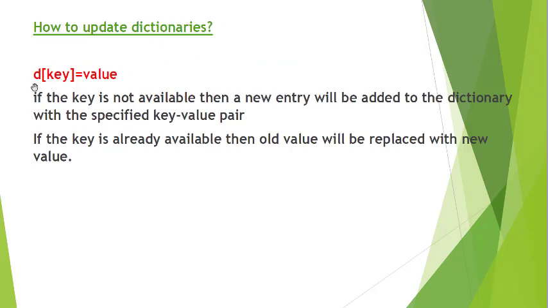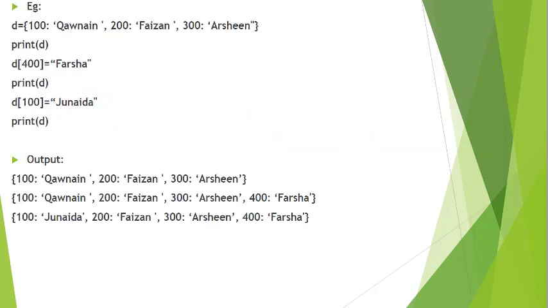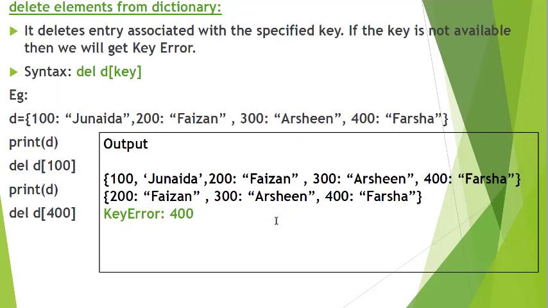So you can update a dictionary with a new value. For example, you say D of 100 equals Conan, and then you can say D of 100 equals Junaid, and it will update that value. You have to put the value with that key, right? Like D of 400 is Farsha. Now you can add the last one, D of 100 is Junaid. Now 100 was Conan and it will be updated with Junaid, and 400 is added, right?